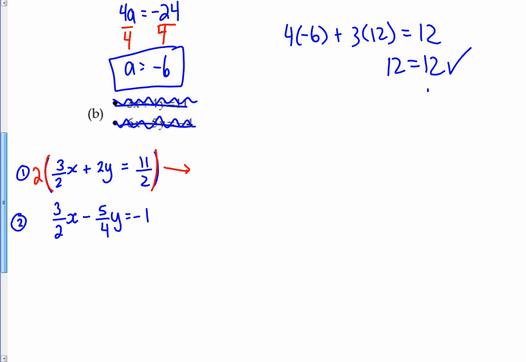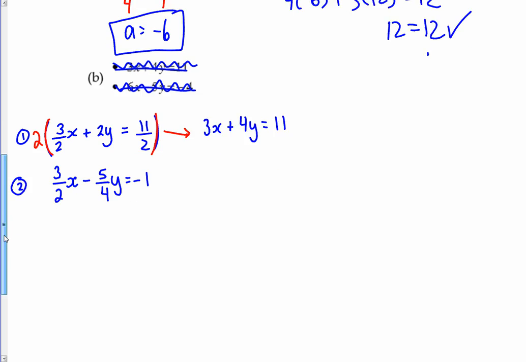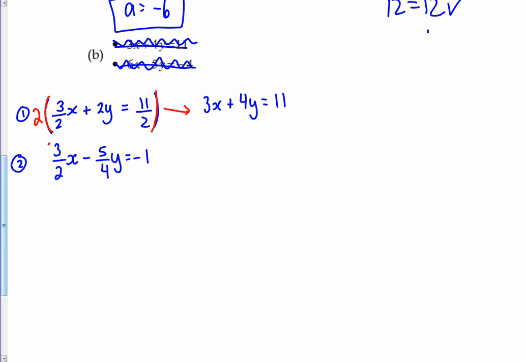Okay, what's 3 over 2 times 2? 3x plus, what's 2 times 2y? 4y equals, what's 11 over 2 times 2? 11. Okay, what would we have to multiply the second equation by? 2 and 4, what's the lowest common denominator? It would be 4. So we're going to multiply everything by 4.